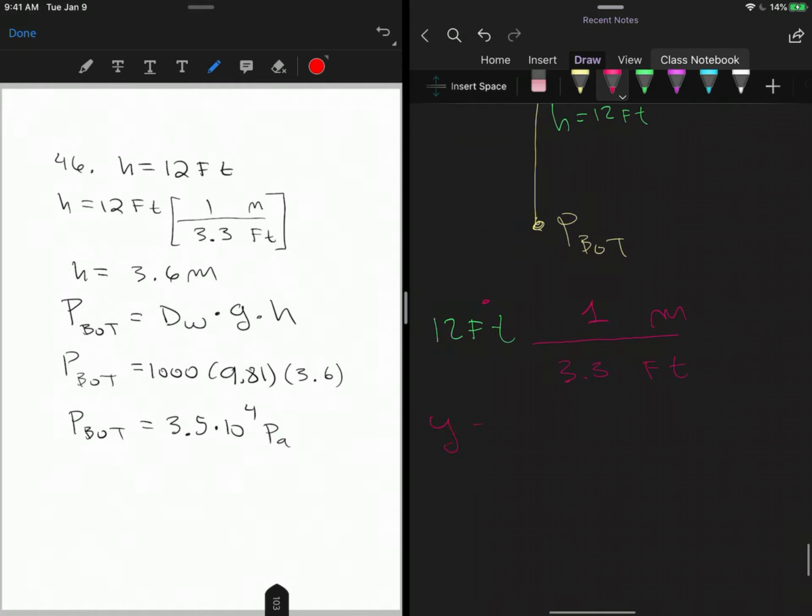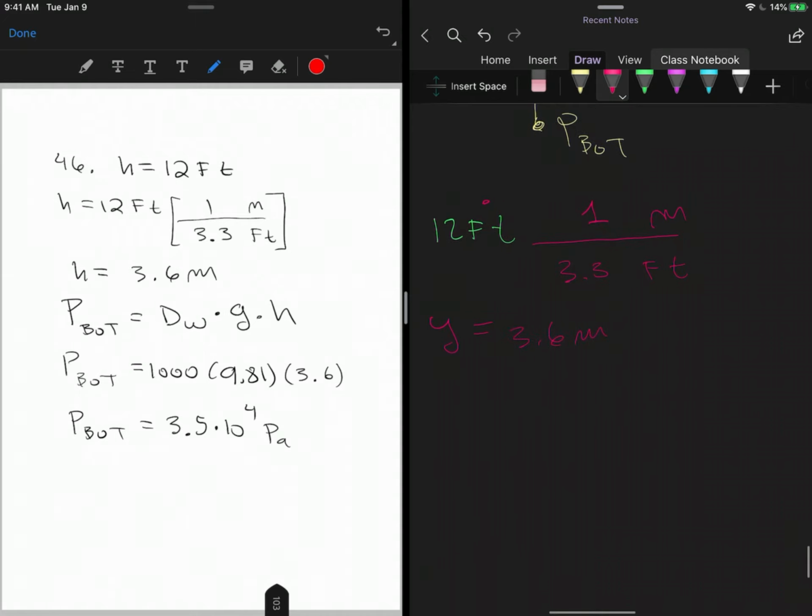So the height then in terms of meters is going to be 3.6 meters. And the equation that we're going to use for this one is that the pressure at the bottom of a fluid is going to be the density of the fluid, or in this case water, multiplied by gravity, and then multiplied by the depth down, or in this case here, the height down. And so here we can just plug in.